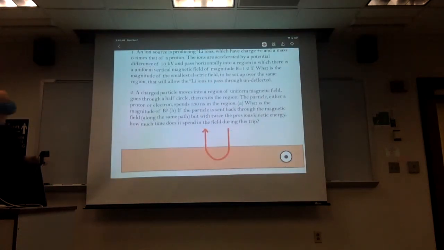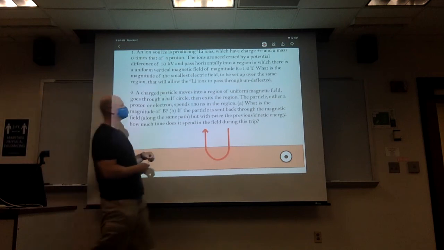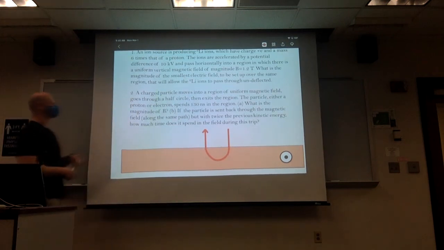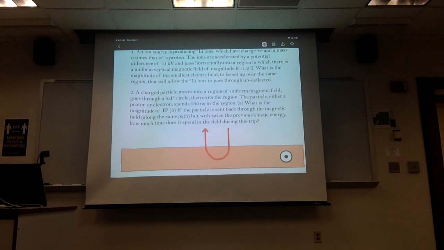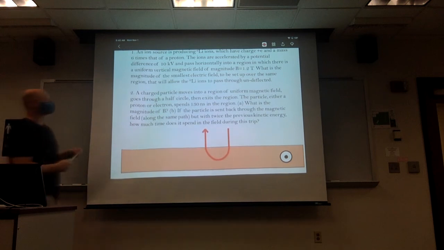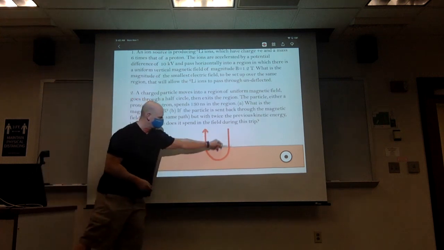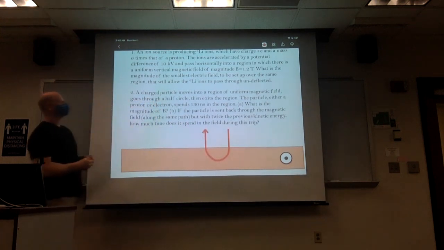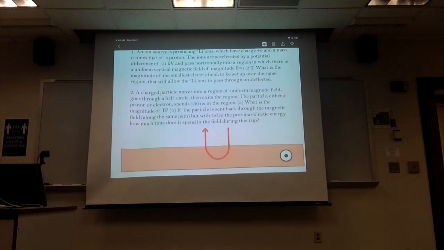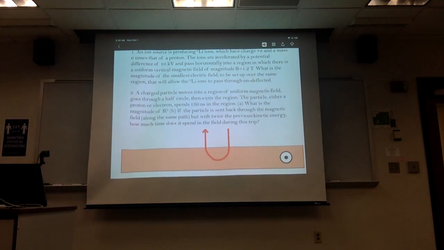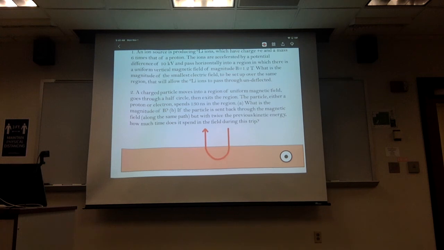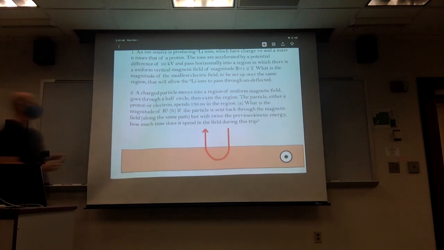So the other one says we have a charged particle that moves into a region of uniform magnetic field. That's the magnetic field region here, where we're told the magnetic field is pointing outward towards you. This guy ends up going through a semicircle here in this direction. And we know that it takes a time of 130 nanoseconds for this thing to go through this circular region.